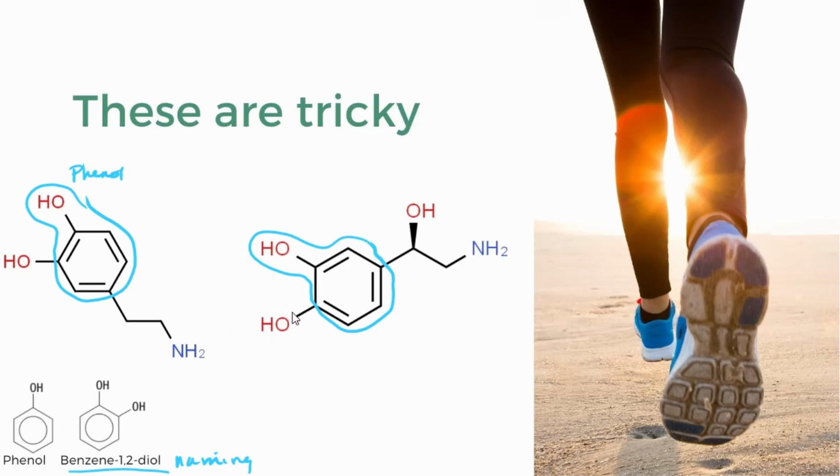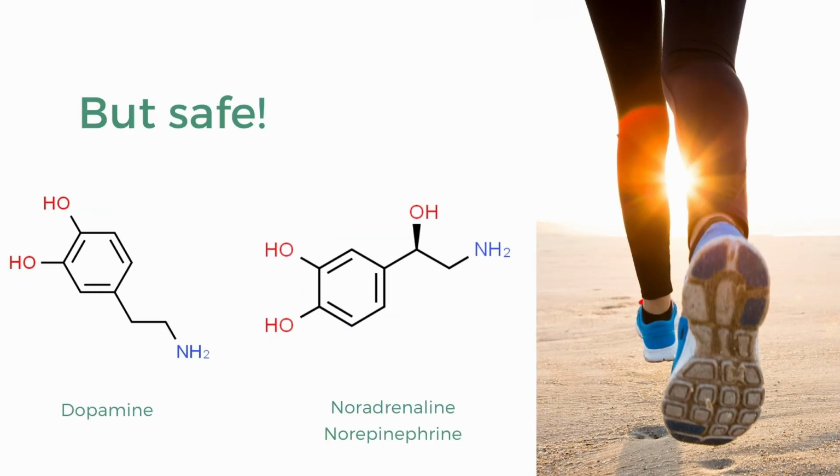I'll show you what they are. The one on the left is dopamine, and the one on the right is adrenaline, noradrenaline or norepinephrine. These here both are manufactured or created by your body naturally, and they are needed for everything that you do.